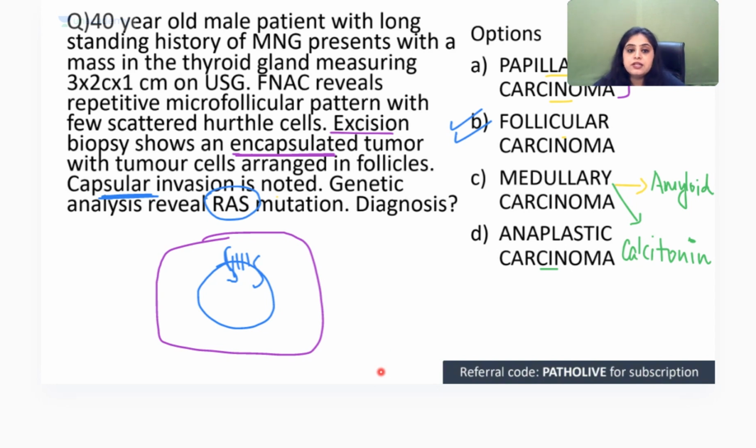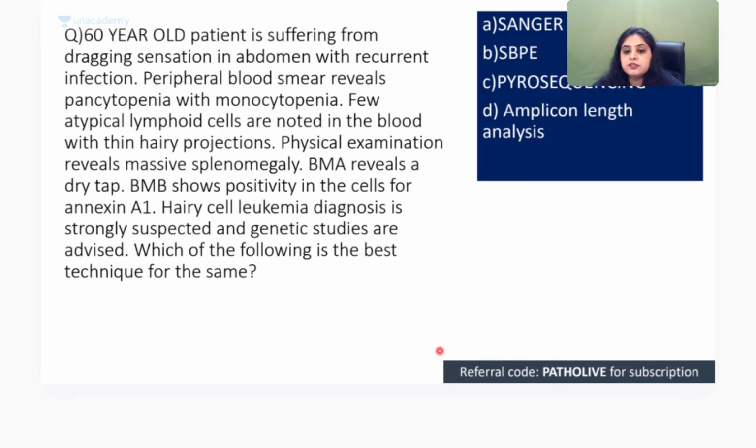Okay, coming to the next one, again, a very simple one, I suppose. Starting the poll, 30 seconds, I think should be good enough. Okay, 40 seconds.